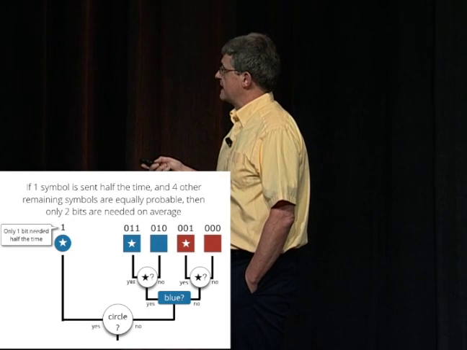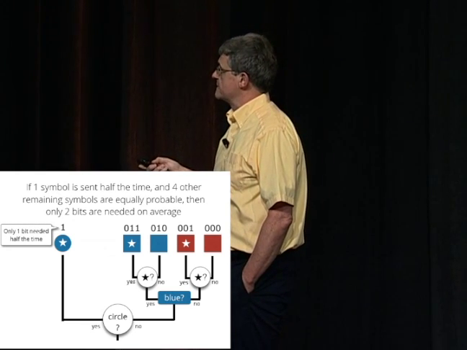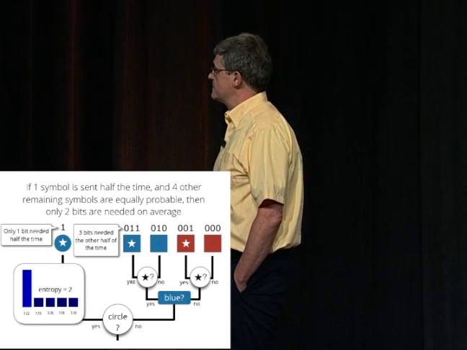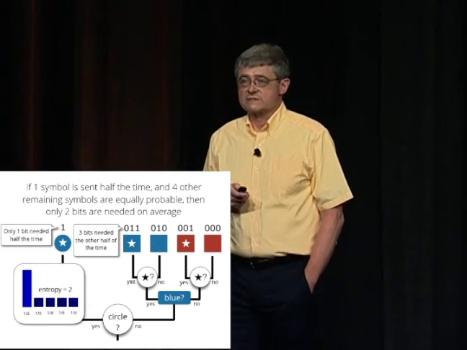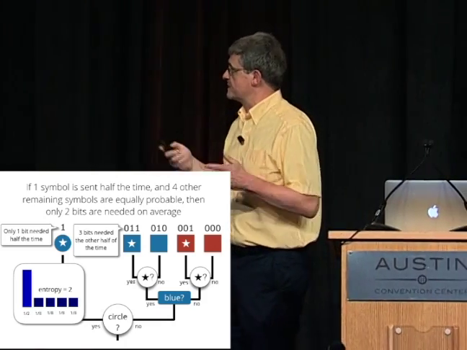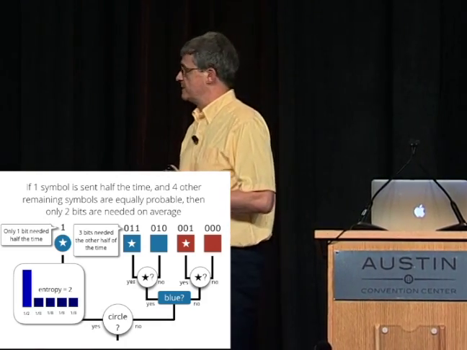So 1 bit is needed half the time, and the other half of the time you need 3 bits, as you can see there across the top. So on average, you only need 2 bits. You only need to answer 2 questions on average to figure out what symbol it is. And so there's no surprise that the entropy of that distribution is 2 as well.